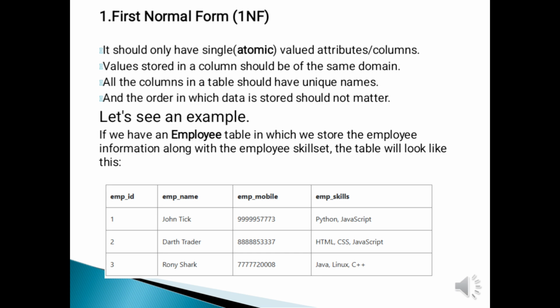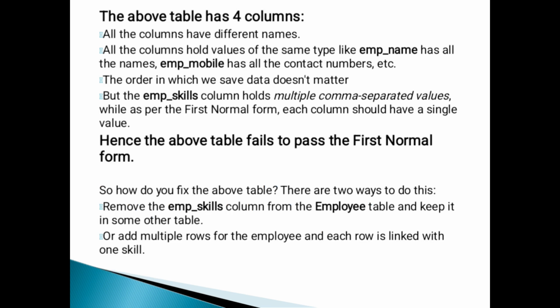If we have the employee table in which we store employee information along with the employee skill set, the table will look like this: employee ID, employee name, employee mobile, employee skills. The above table has 4 columns. All the columns have different names. All the columns hold values of the same type, like employee name has all the names, employee mobile has all the contact numbers, etc. The order in which we save data doesn't matter, but the employee skills column holds multiple comma separated values. While as per the first normal form, each column should have a single value only. Hence, the above table fails to pass the first normal form.